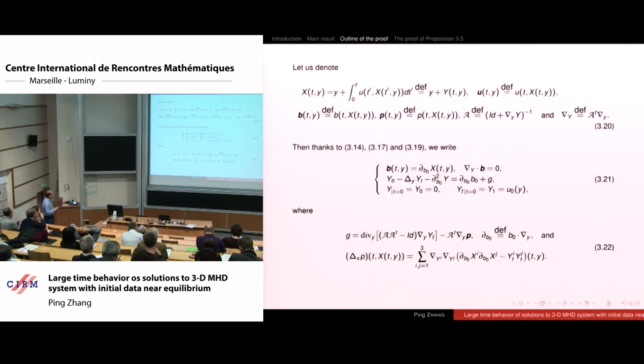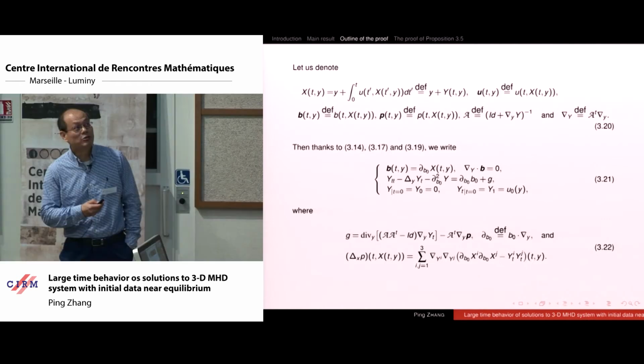We denote capital Y(t,y) as the difference between x(t,y) and y. And bold U(t,y) equals the velocity restricted on the trajectory, and bold B(t,y) equals B restricted on the trajectory, with a similar notation for the pressure. And A denotes the inverse matrix of the gradient partial x over partial y, and then we denote the gradient of capital Y by this.